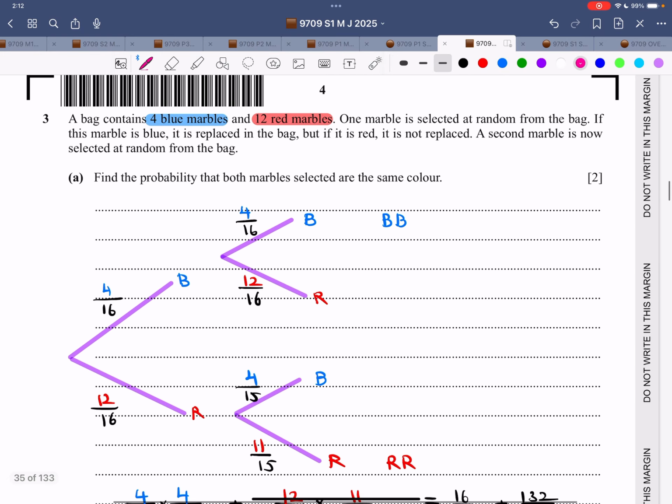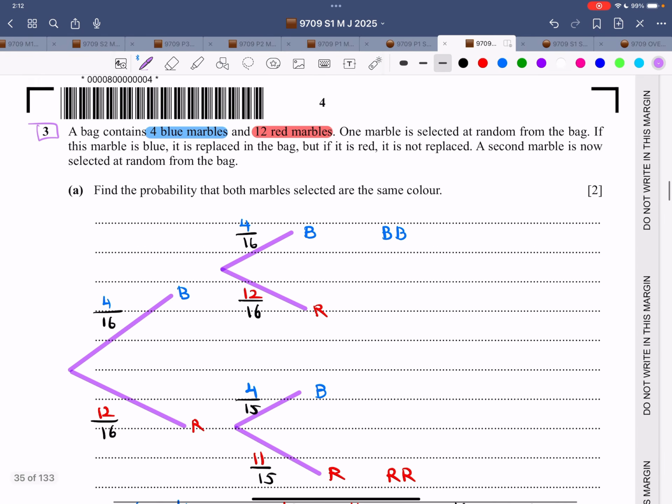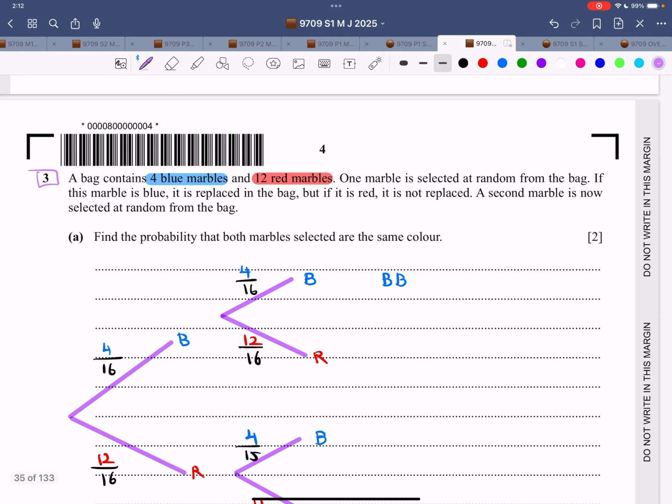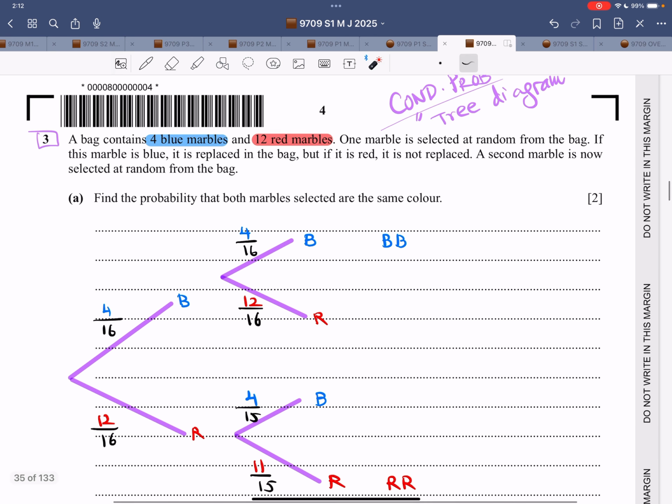Let's go to the third one. What is the third one? A bag contains 4 blue and 12 red marbles. I think this looks like a conditional probability question. This looks like a tree diagram question. Whether they ask us to draw it or not, that is our personal choice. Now it says a bag contains 4 blue marbles and 12 red marbles. 1 marble is selected at random from the bag.